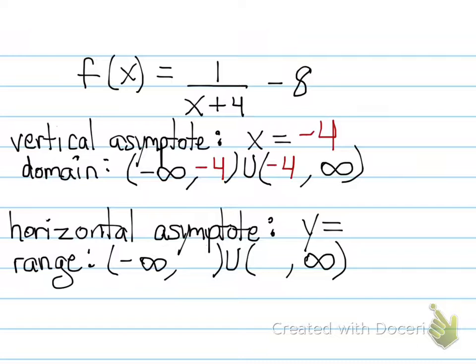To get my horizontal asymptote, I'm just going to look at the last number of that function, which in this case is negative 8. So my horizontal asymptote is y equals negative 8. Therefore, my range will go from negative infinity to negative 8, union negative 8 to infinity. And that's it!